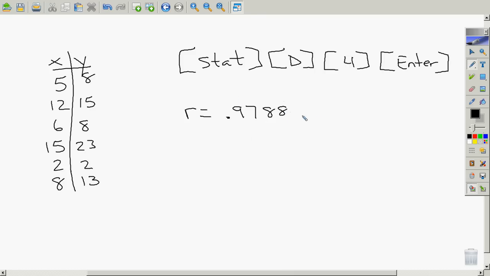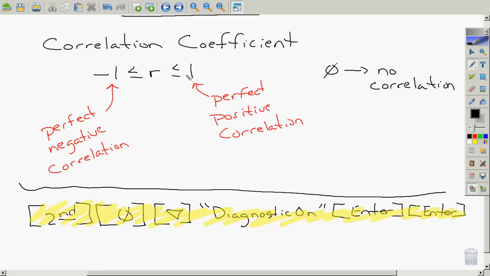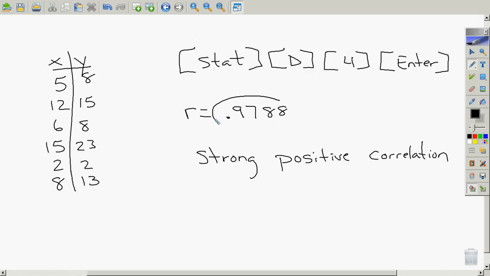Since that is close to 1, that is a strong positive correlation. Remember, it goes from -1 to +1. And since this number right here is really close to 1, it's not a perfect positive correlation, but it is pretty strong. It's very, very close to it.